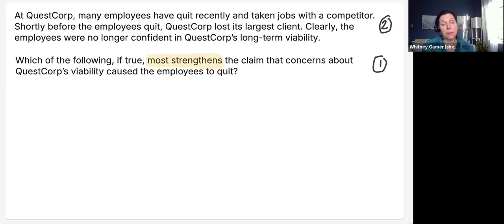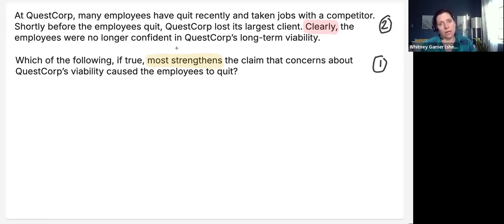All right. So first pass is just to find the conclusion. There's some great transition language here. The word clearly, things like thus, therefore, clearly are really nice signals of conclusions. So clearly, the employees were no longer confident in QuestCore's long-term viability. Okay, so this is an explanation, especially for those of you that were with me last time, deconstructing the arguments with assumptions. They thought QuestCore was in trouble.